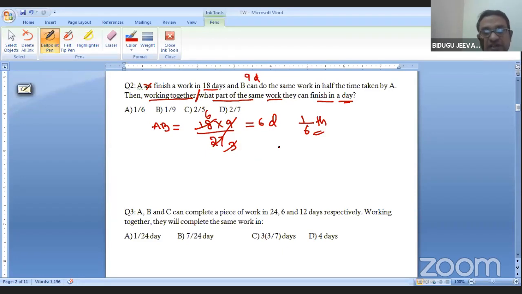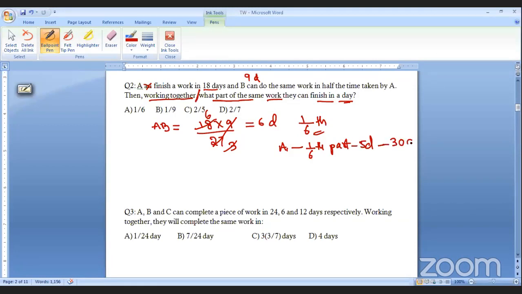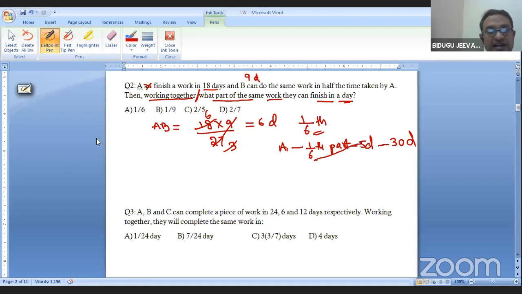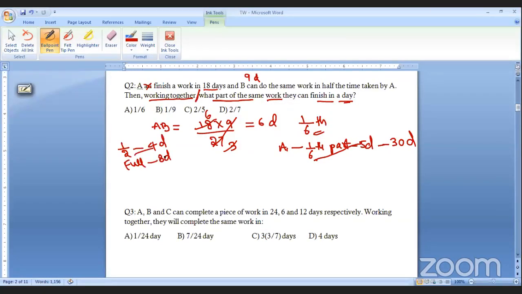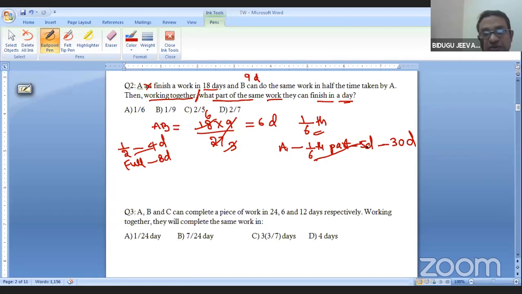For example, I'll tell you A can do 1 by sixth part in 5 days. What does it mean? If he can do 1 by sixth part of the work in 5 days, how many days for the full work? 30 days, exactly. It's nothing but cross multiplication. If I do half of the work in 4 days, the full work is nothing but 8 days. Similarly, 1/6 part of the work in 5 days means my full work is 30 days. So they'll give it like this. Be careful about the indirect questions.